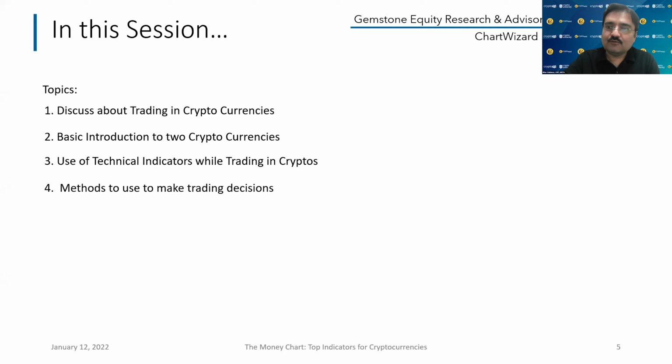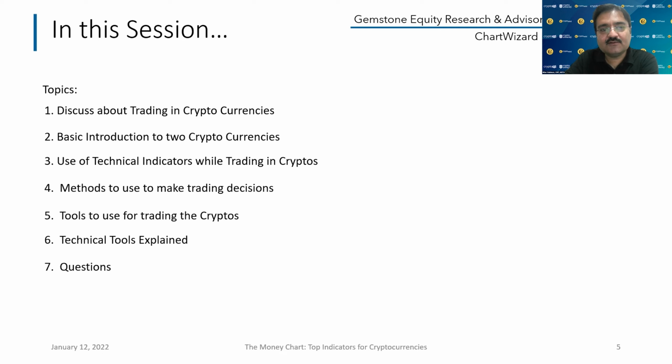I'll also walk you through one of the methods that we use to make trading decisions when it comes to trading in cryptos. We will then discuss the indicators, or the main ingredients, of what the system will be made up of, which we can go ahead and deploy in our personal trading. I'll explain the construction, the use and the interpretation of those tools.